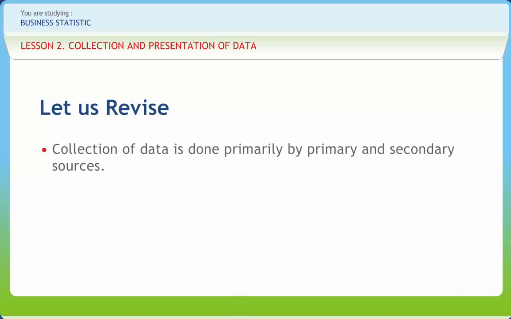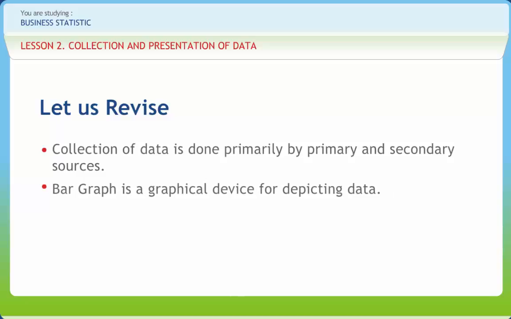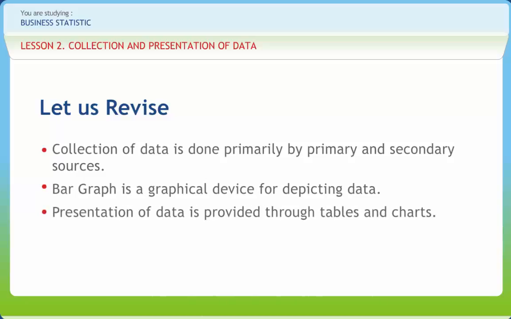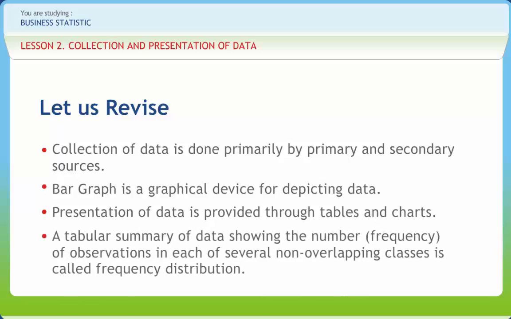Before we end, let us briefly revise what we have studied so far. Collection of data is done primarily by primary and secondary sources. Presentation of data is provided through tables and charts. A frequency distribution is the principal tabular summary of either discrete or continuous data. A tabular summary of data showing the number or frequency of observations in each of the several non-overlapping classes is called frequency distribution. Histogram is a graphical representation of a frequency distribution, relative frequency distribution, or percent frequency distribution of quantitative data constructed by placing the class intervals on the horizontal axis and the frequencies on the vertical axis.